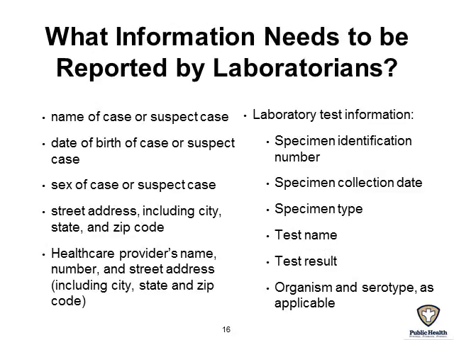The following information needs to be included in a case or suspect case report when made by a laboratorian. Name of case or suspect case, date of birth, sex of case or suspect case, street address including city, state, and zip code, healthcare provider's name, number, and street address including city, state, and zip code, and laboratory test information including specimen identification number, specimen collection date, specimen type, test name, test result, and organism and serotype as applicable.